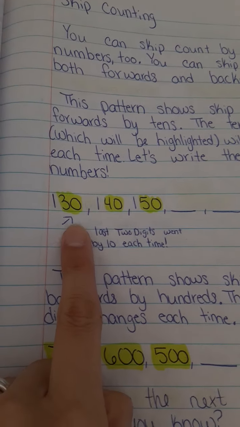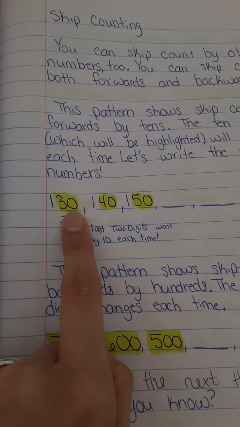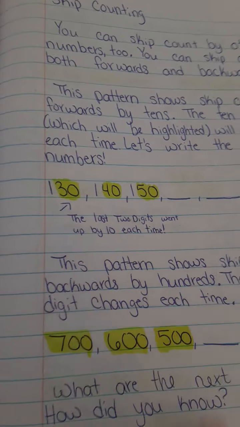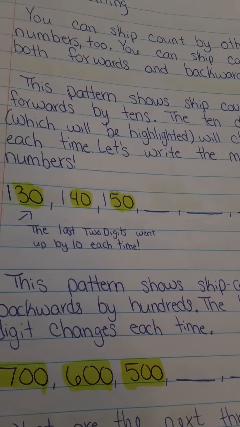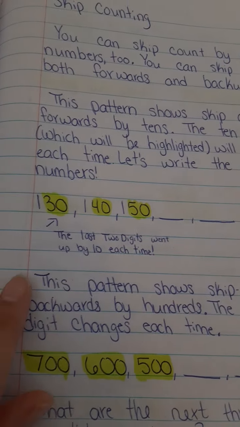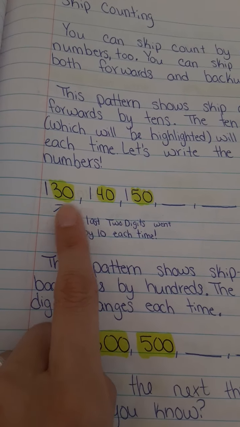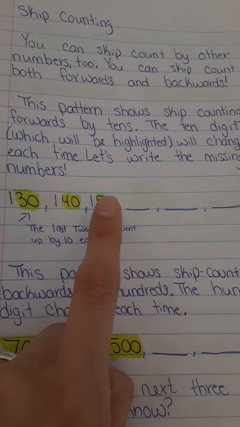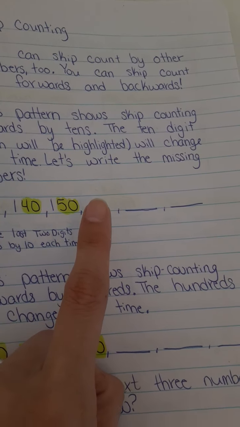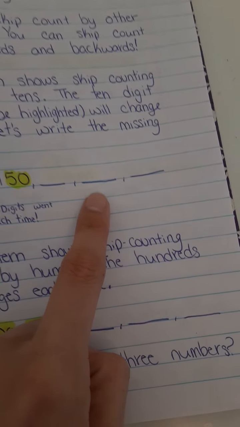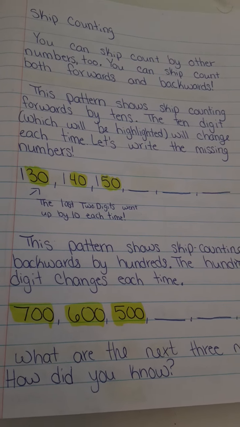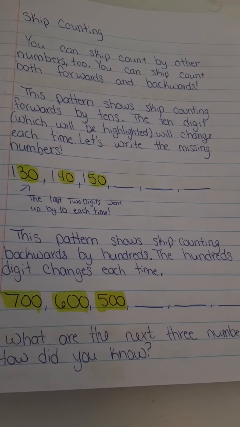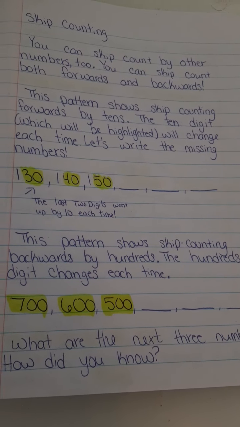So I highlighted the 10 digit, which are going to be the last 2 digits. And the last 2 digits are going up by 10 each time. So it's 130, 140, 150. There you go.